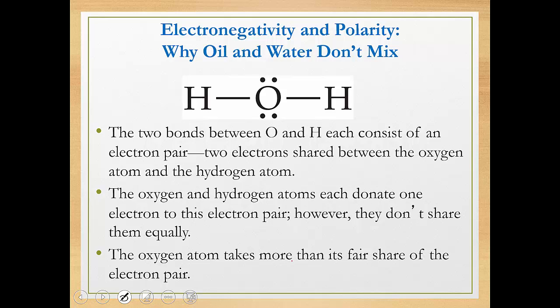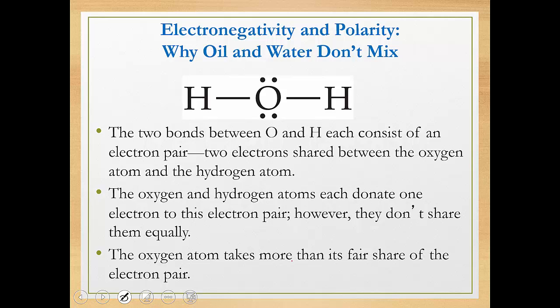We know that there are single bonds between oxygen and hydrogen, and they each consist of one electron pair, which is 2 electrons being shared. And we also have 2 lone pairs of electrons on the oxygen.